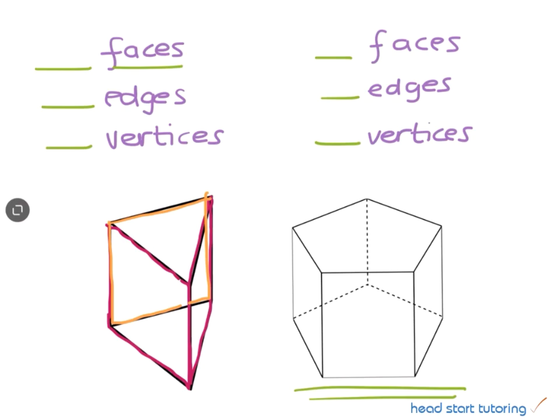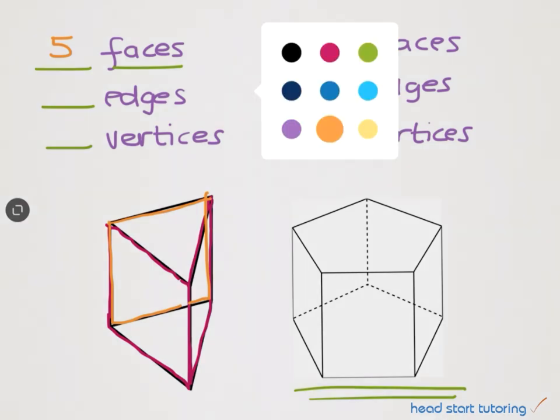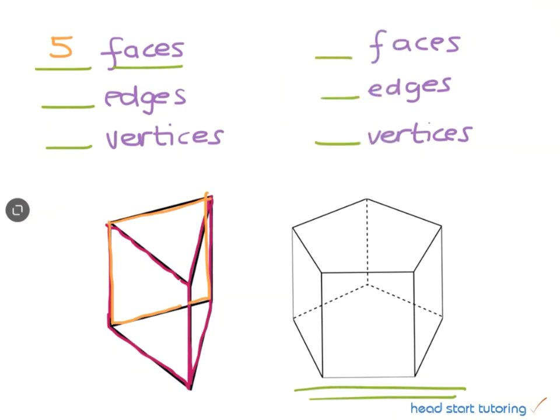So altogether we have got 5 faces. 2 of those faces are our triangular bases, and 3 of those faces are our rectangular faces. So altogether we have got five faces. Right, let's now have a look at how many edges we have. So remember that our edges are the line segments that join two vertices together.